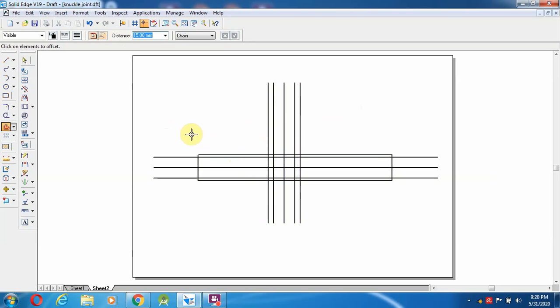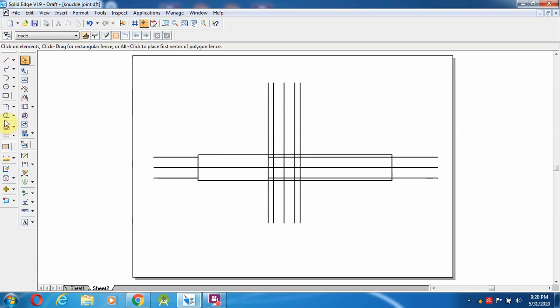So after done these things, these inside lines are not required, so I am going to use the trim option. So this line as well as this line. After selecting that, again I am going to use the trim option over here as well as here. So the mid lines I am going to delete. Otherwise, if you select one line, you are going to trim it.